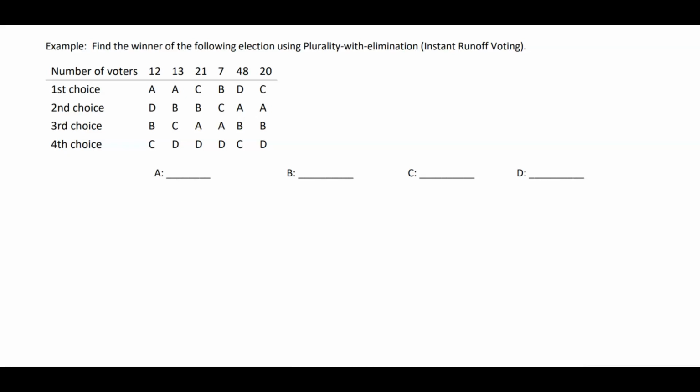Let's take a look at some voting theory. Find the winner of the following election using plurality with elimination, also called instant runoff voting.